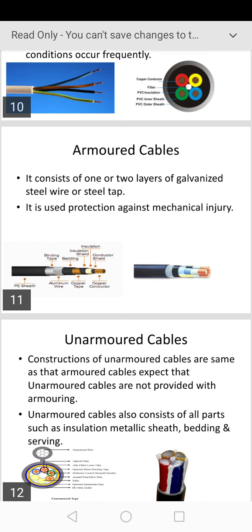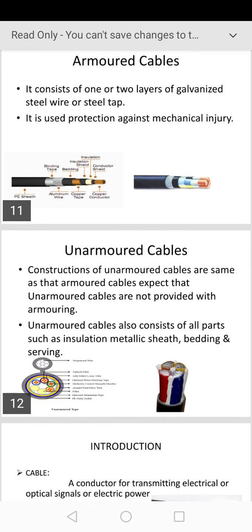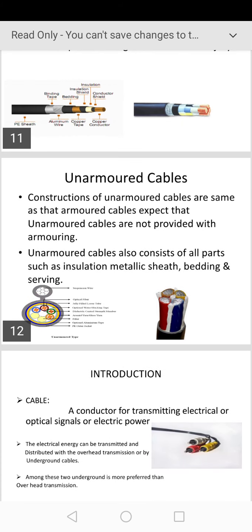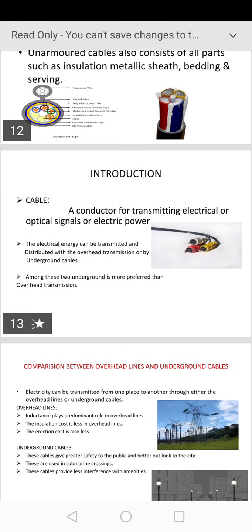So, unarmored cable. Construction of unarmored cables is the same as that of armored cables, except that unarmored cables are not provided with the armoring. Unarmored cables also consist of all parts such as insulation, metallic sheath, bedding and serving.